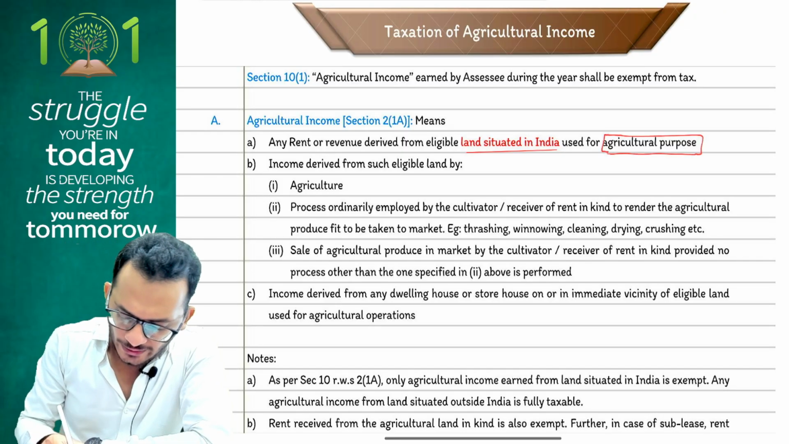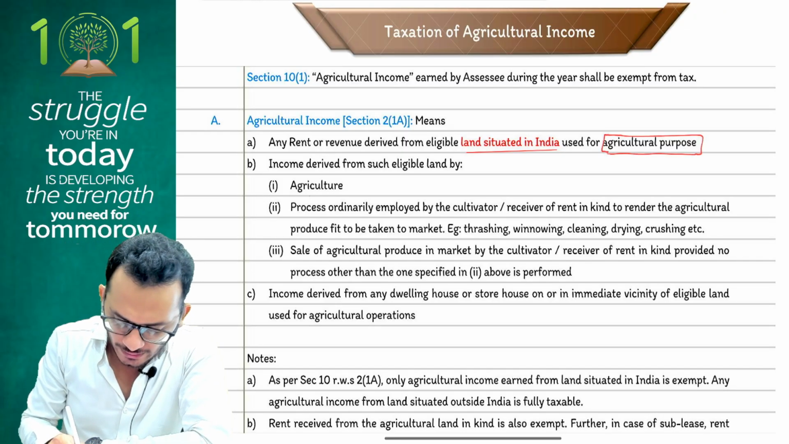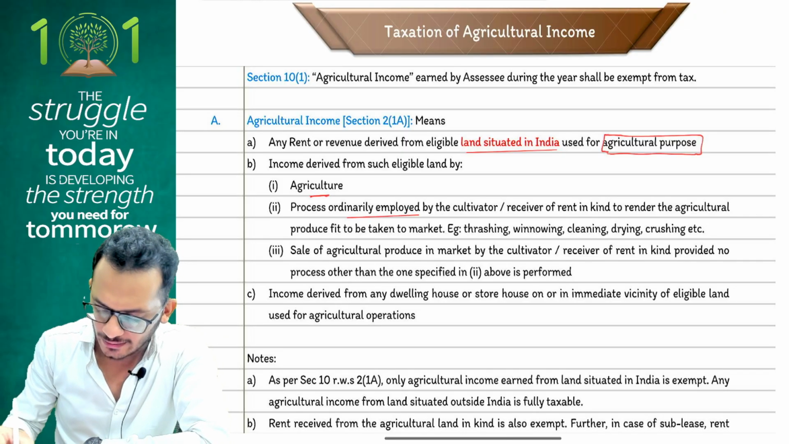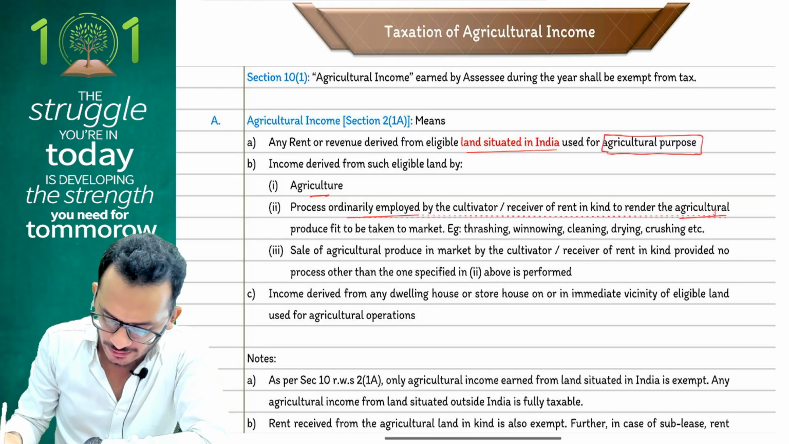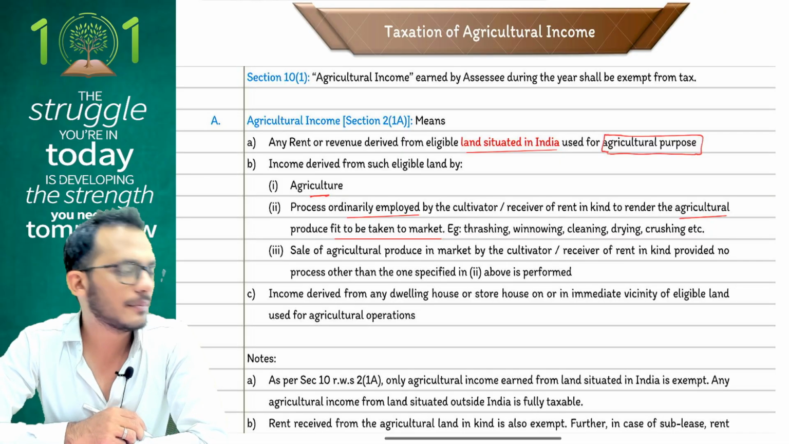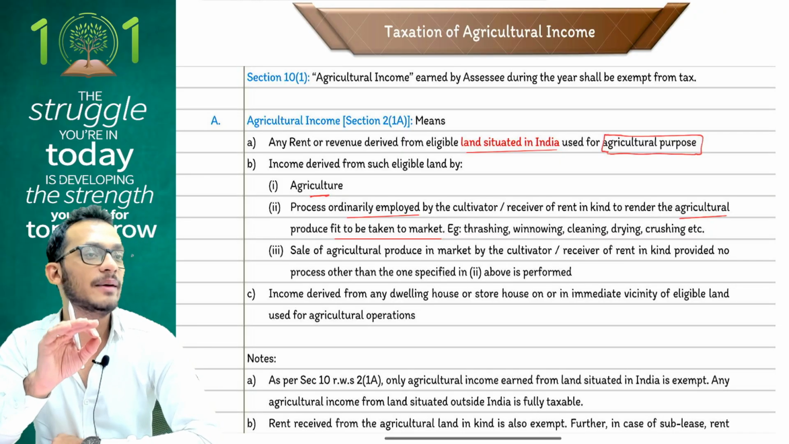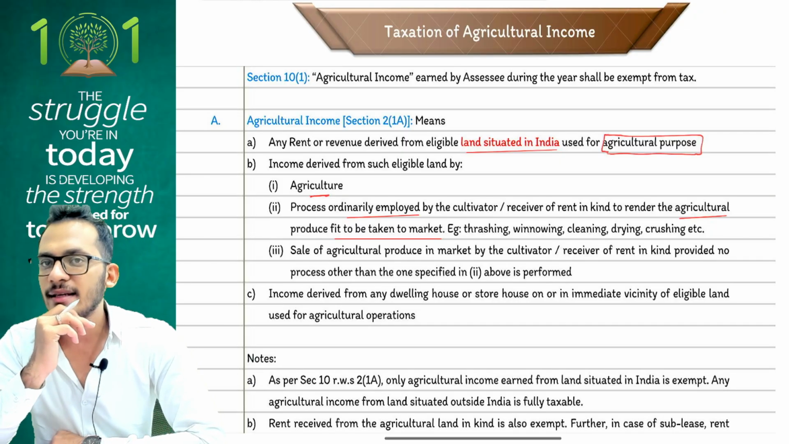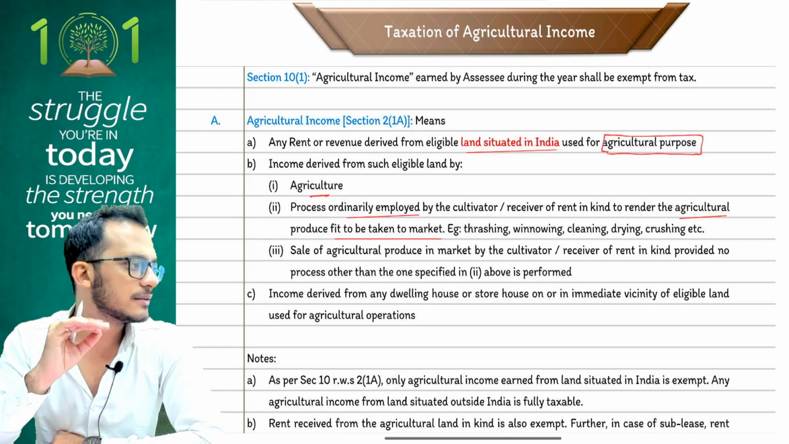Second one, any kind of income derived from such land by agriculture, any kind of process which is ordinarily employed by the cultivator to render the agricultural produce fit to be taken to the market. Any activities that are part of my agriculture and required for me to sell it will be called agricultural activities.